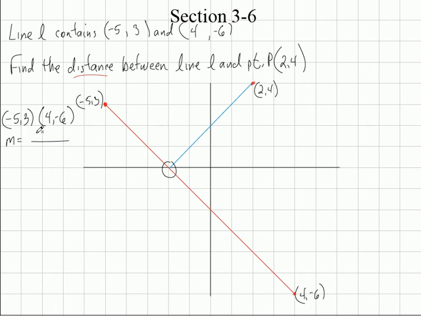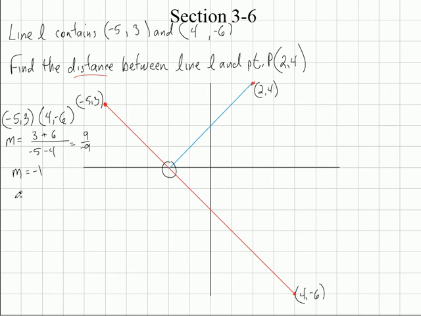The slope of the line is the change in y over the change in x. So it's going to be 3 minus -6, which is 3 plus 6, and then it's going to be what? -5 minus 4. So what is that? That's 9 over -9. What's 9 over -9? It's -1. So the slope of that red line is -1. Everybody with me so far?